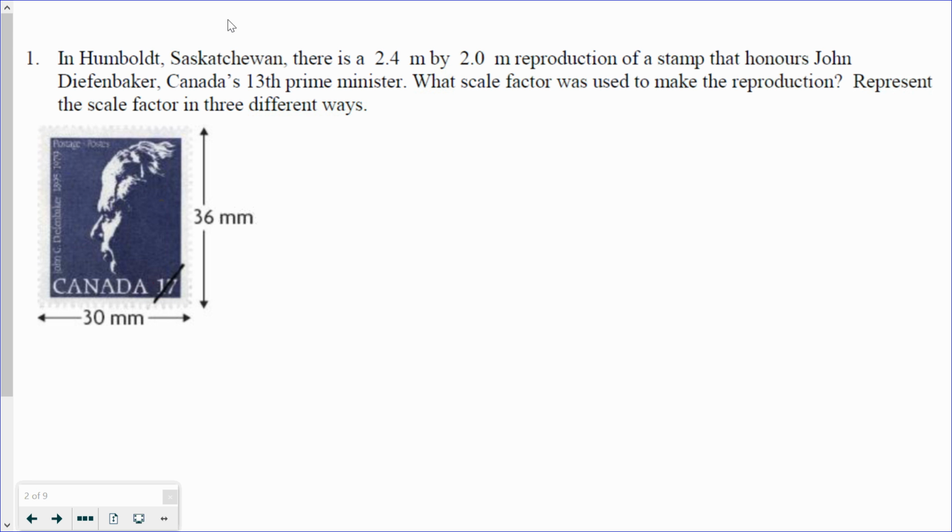So it's asking for the scale factor that was used to make the reproduction. So again, this is an enlargement, right? The stamp itself was small. This is enlarged to be something bigger. And so our scale factor again is K. So that's our scale factor. K is equal to, like we said above, your diagram measurement or your reproduction measurement.